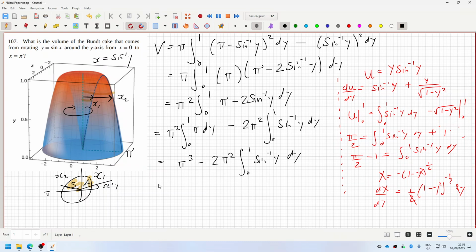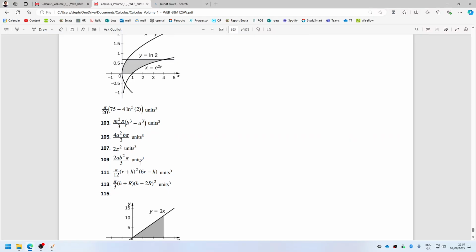Okay, so that would be pi cubed minus 2 pi squared, pi over 2 minus 1. So that would be pi cubed minus 2 pi cubed plus 2 pi squared. Sorry, there's no 2 there. The 2 is cancelled. Just pi cubed. So these cancel, and you're left with 2 pi squared units cubed, which is correct.